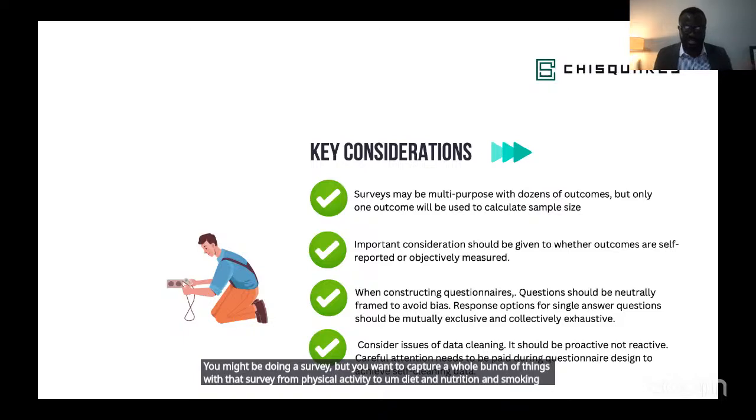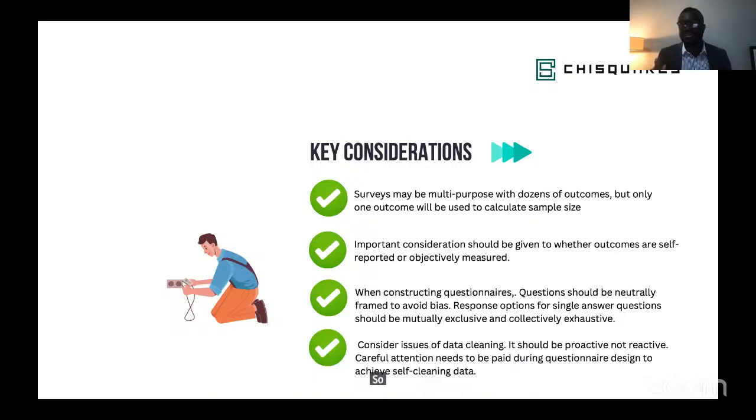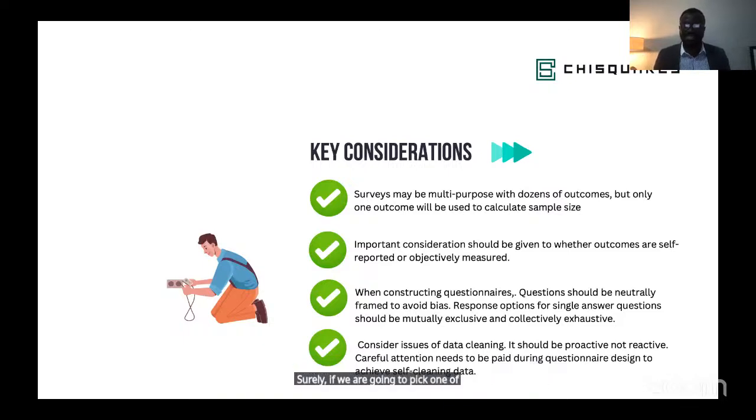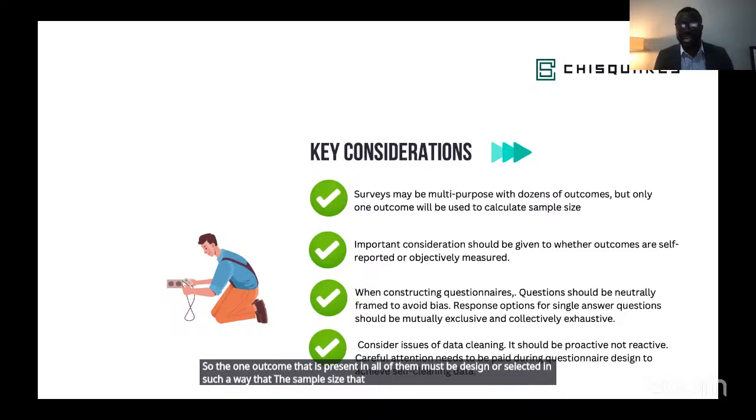So you have these hundreds of outcomes, but only one of those outcomes can be used to calculate sample size. So you want to pay attention to make sure that what you are using as the representative outcome for sample size calculation is one that covers all of them. Surely, if we are going to pick one of us to speak for us, he should be the strongest person to protect all of us. So the one outcome that is representing all of them must be designed or selected in such a way that the sample size that results would ensure that whatever we're researching will be covered.